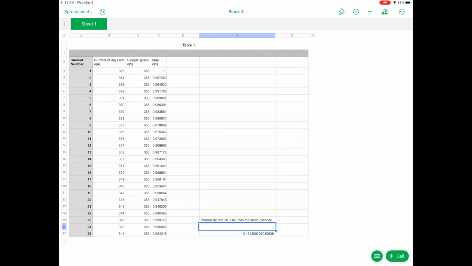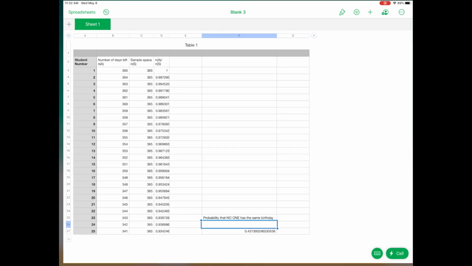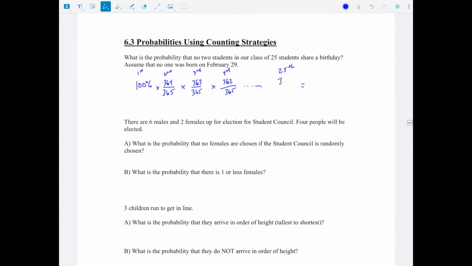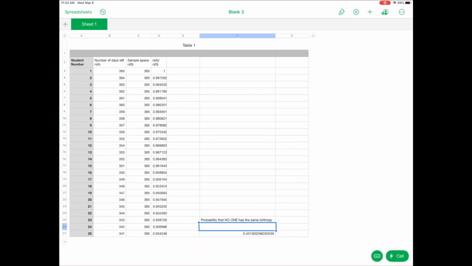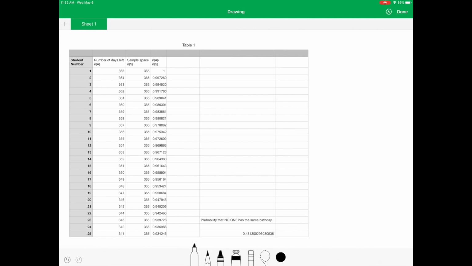And you can see on the spreadsheet that I have student number 1, 2, all the way up to student number 25. So student number 25 has 341 out of the 365 days that they could be born. Okay. And each probability is noted in each of these sections here. Okay. So the probability that the 8th person is born on their own unique day is a 98% chance, or the 25th person, there's a 93% chance that they are born on their own unique day.